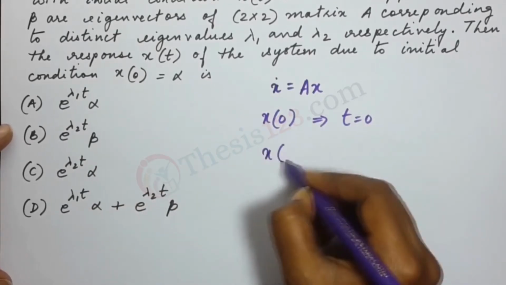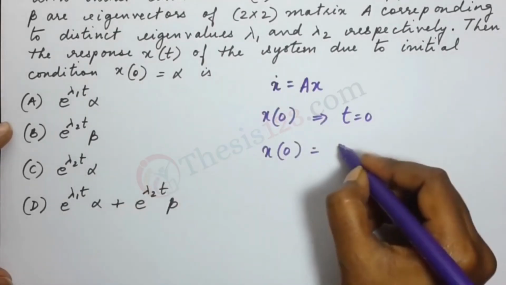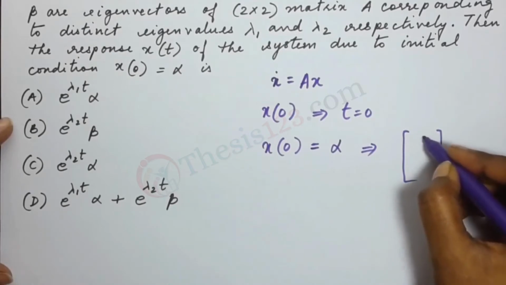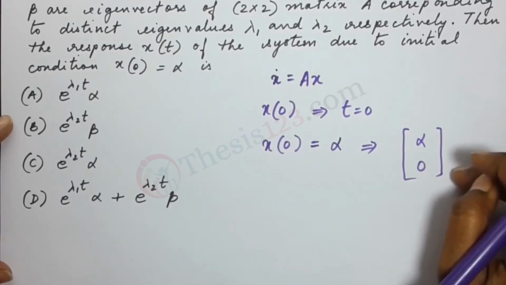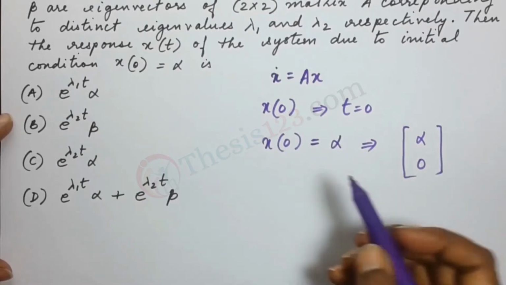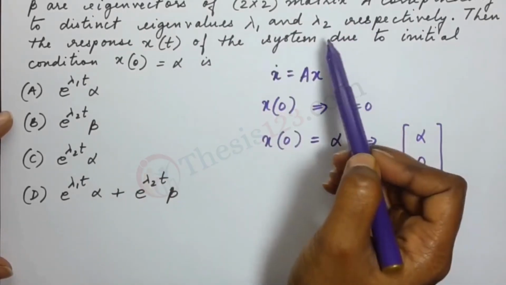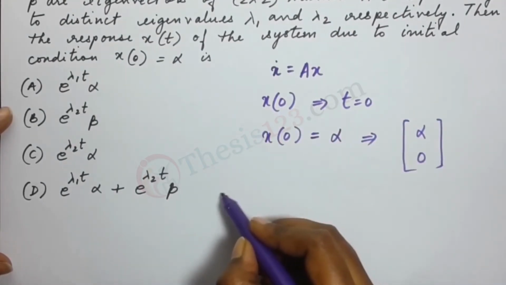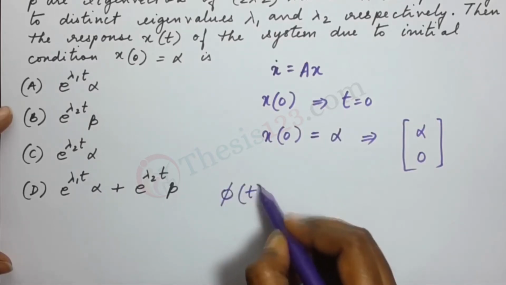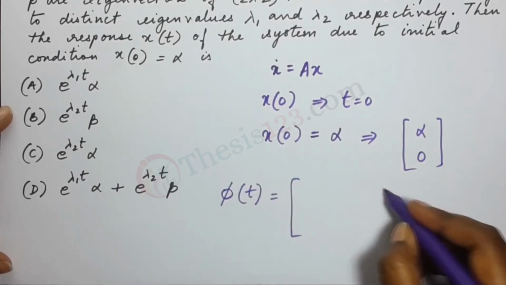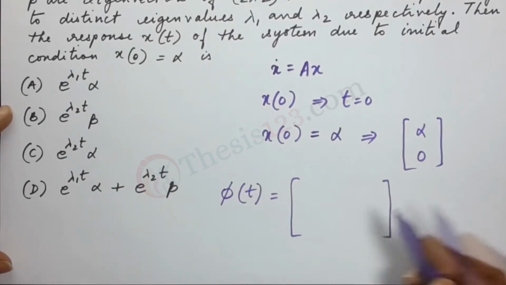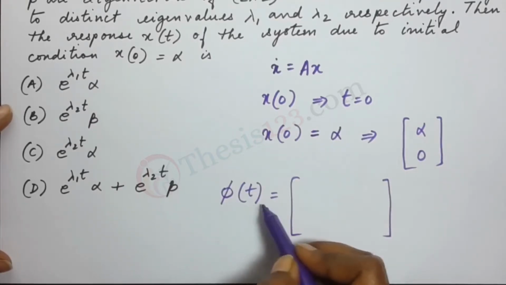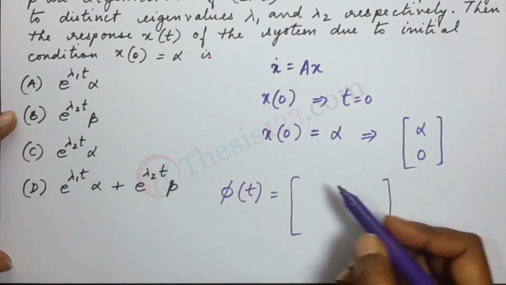to alpha. Now if x of 0 is equal to alpha, this gives us an initial condition of alpha, 0, in matrix form. Okay. So if the eigenvalues are lambda 1 and lambda 2, that tells us that our expression for phi of t, now this is our 2 by 2 matrix, phi of t is our 2 by 2 matrix. We can consider this to be A, which is in terms of phi of t, since the parameter is t.